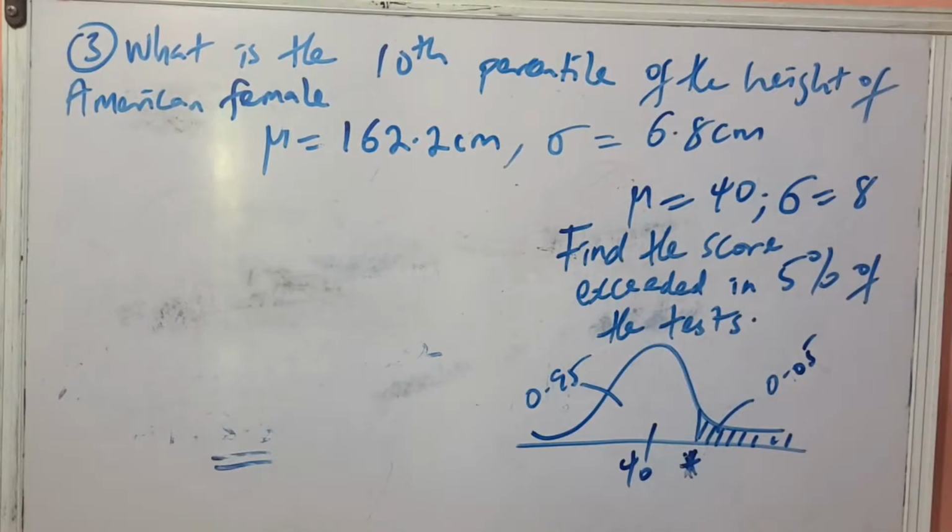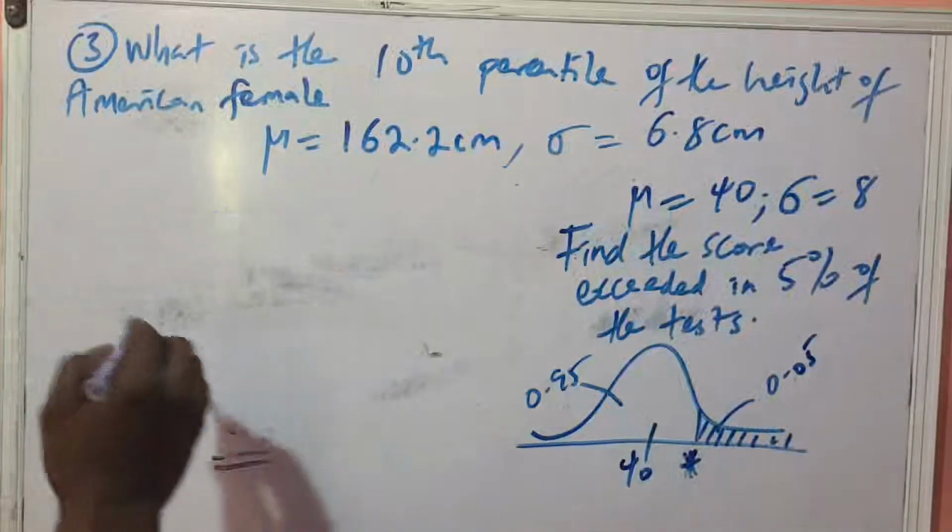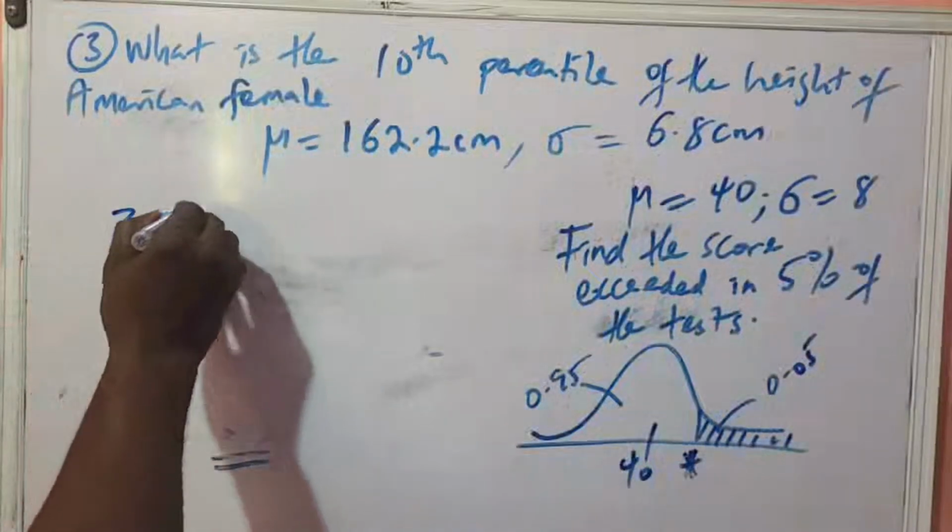Oh, you people are getting two different answers. Why? I think the corresponding Z value, if this was on a Z value, is 1.6. 1.645. So the Z score is 1.645.